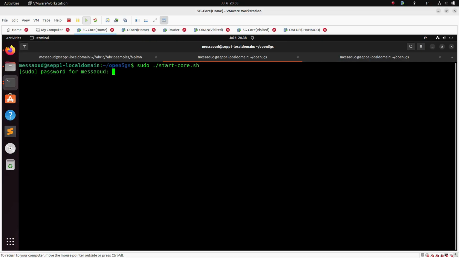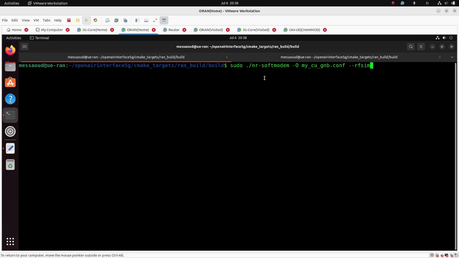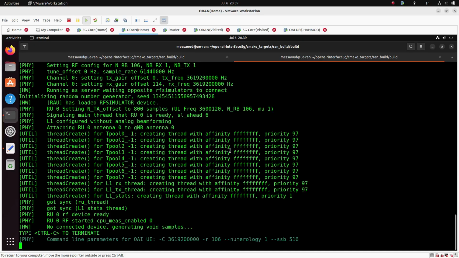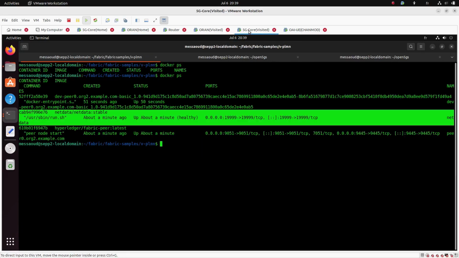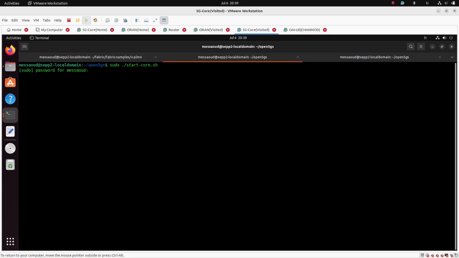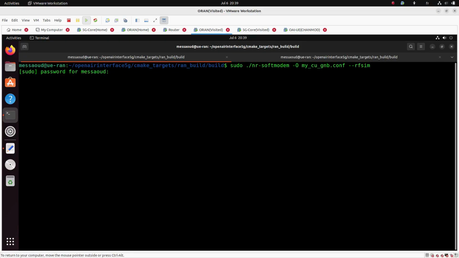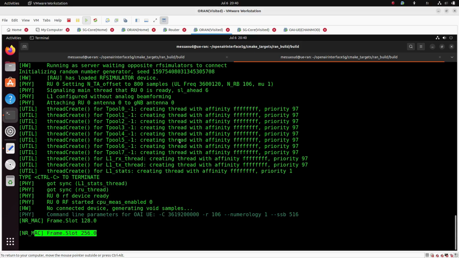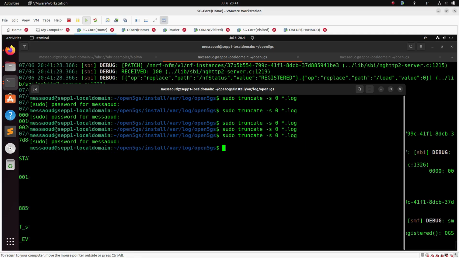Next, we launch the home network. We start first the core, then the CU, and finally the DU. The cell is now in service. We repeat the same steps for the visited network. We clean the core log files to track the authentication procedures.